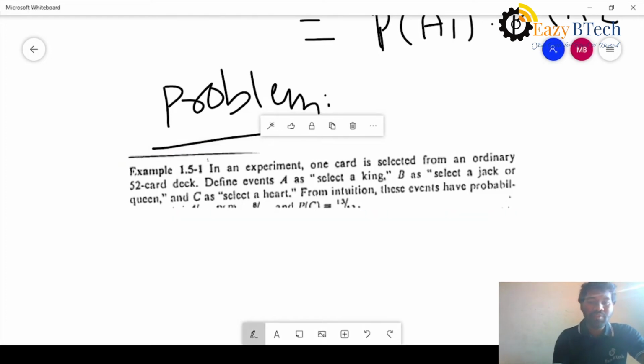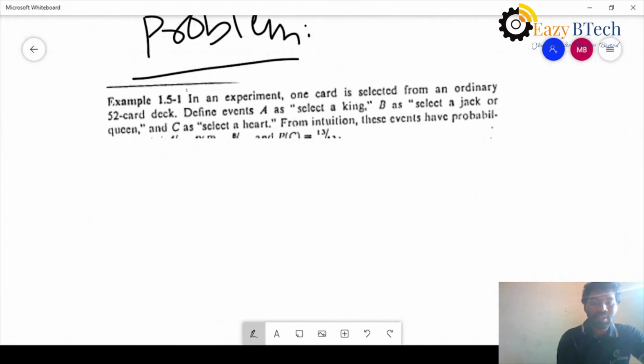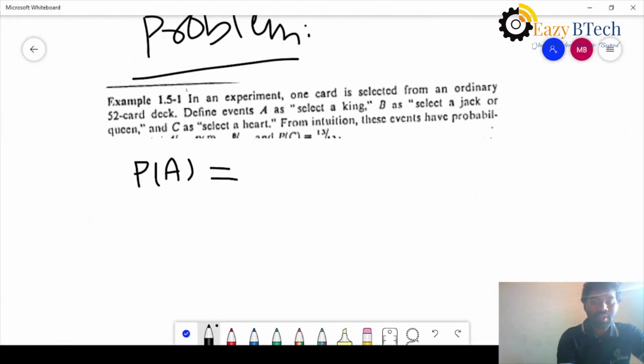So we want to first find out the probabilities of the individual events. First, P of A: the probability of selecting a king. If you see the card deck, there are totally four king cards, and out of four cards you have to take one. So 4 by 52 is the probability of getting a king.